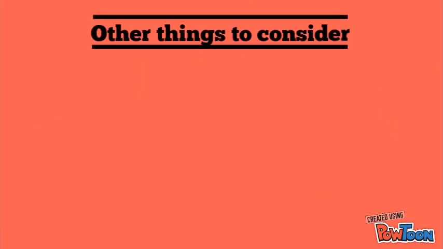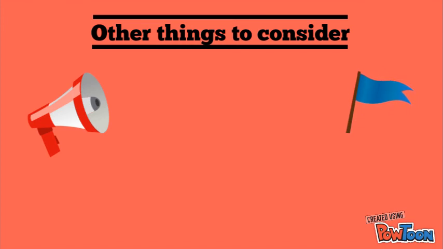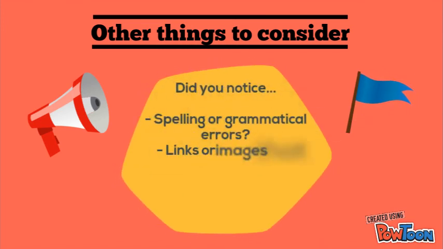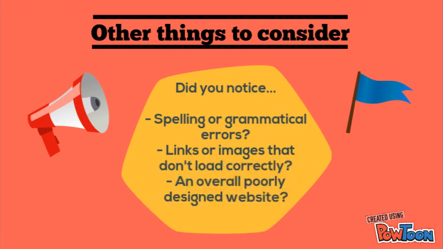The 4 things covered in this video should help to find good resources. There are some other things to be on the lookout for when researching. Avoid sites that have spelling or grammatical errors, links, videos, or images that don't load, or sites that just look questionable.